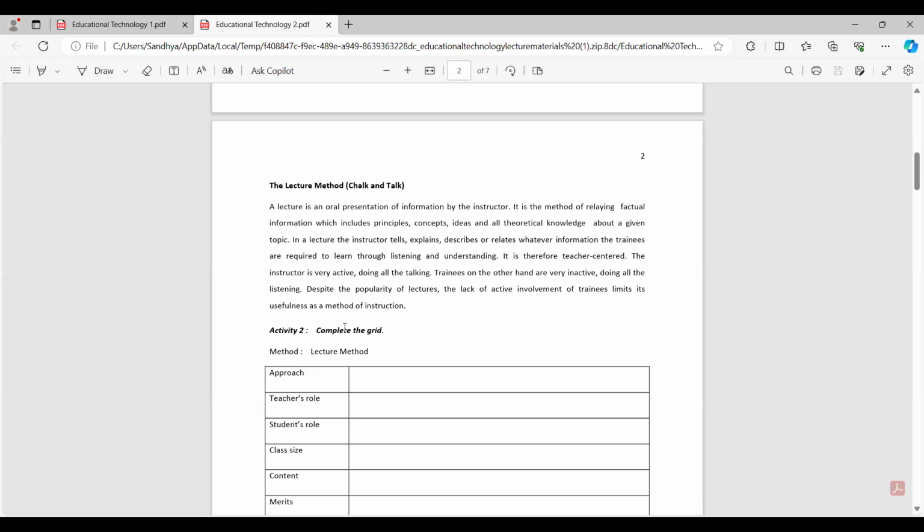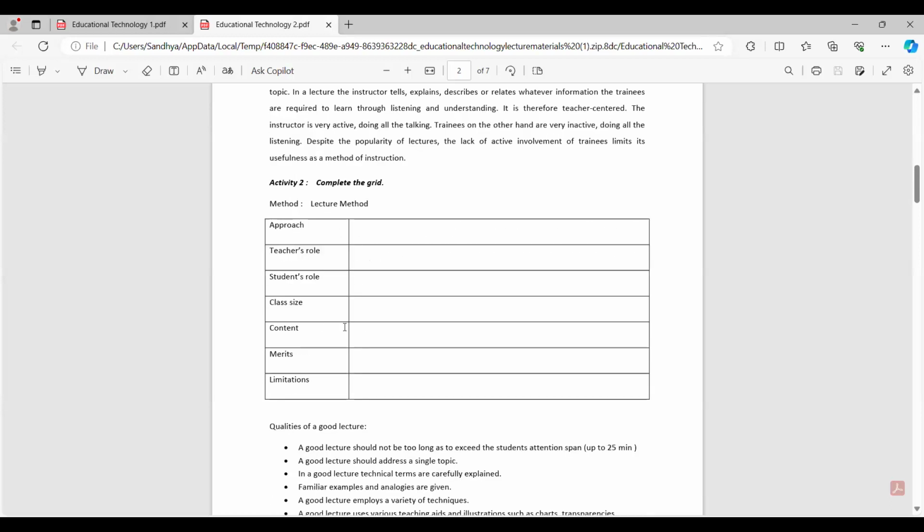So if you have selected the lecture method, what is the approach? Are you into the teacher-centered approach or the student-centered approach? Teacher-centered. What about the teacher's role in the lecture method? Teacher is authoritative. Teacher is in front of the class. Teacher knows everything. Teacher explains everything. Teacher talk time is high. Am I right?